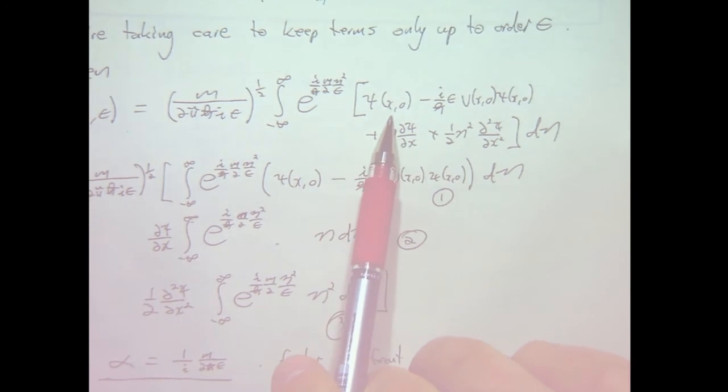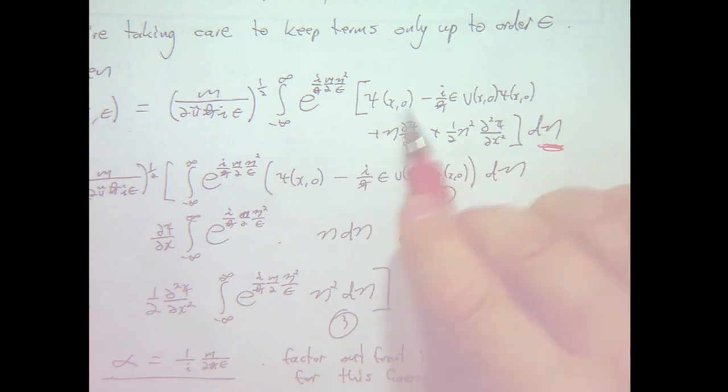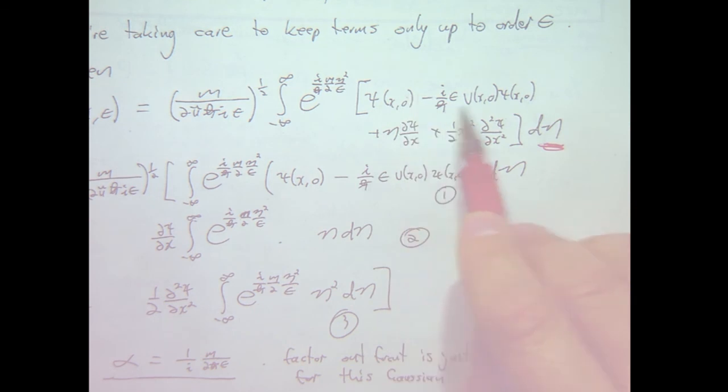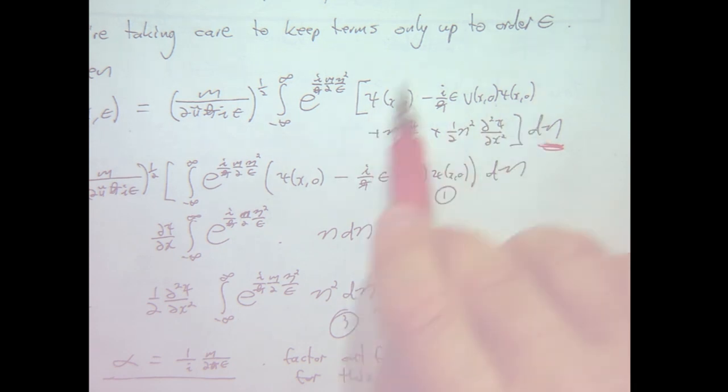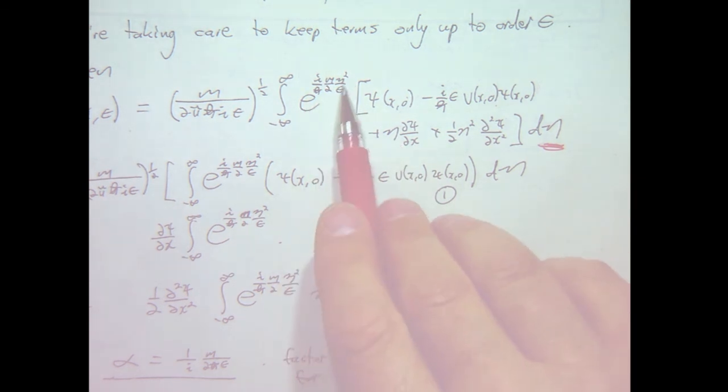And we have psi of x zero. This is the integral. The integration variable is d eta. So this is a constant with respect to the integration variable, but there's an eta up there. So we've got that minus that, and that's a constant as well. So that there is a constant with respect to the integration variable. That's linear with respect to the integration variable, but that's a Gaussian.